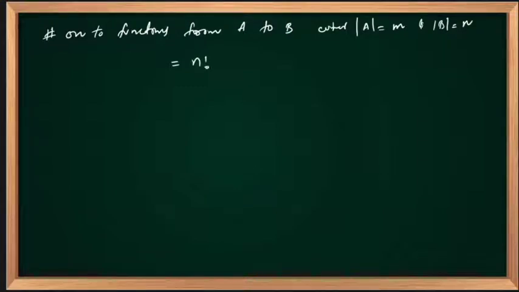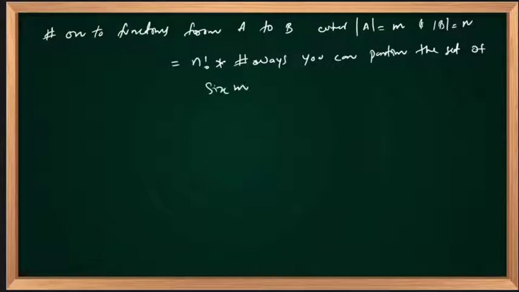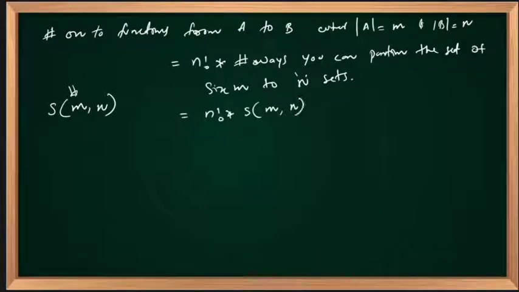N factorial into the number of ways you can partition the set of size M into N sets, right? So let's assume we use a notation, for example, S of M comma N, to represent the number of ways you can partition a set of size M into N partitions, okay? So the equation will be equal to N factorial into S of M comma N. Okay, now we have to find out what this S of M comma N is.